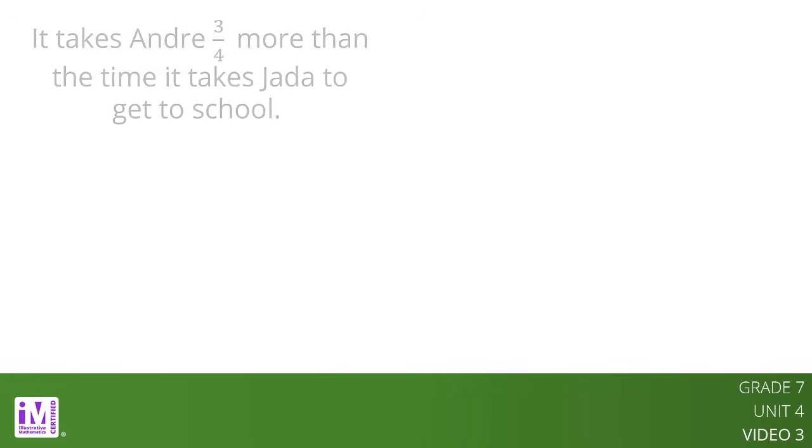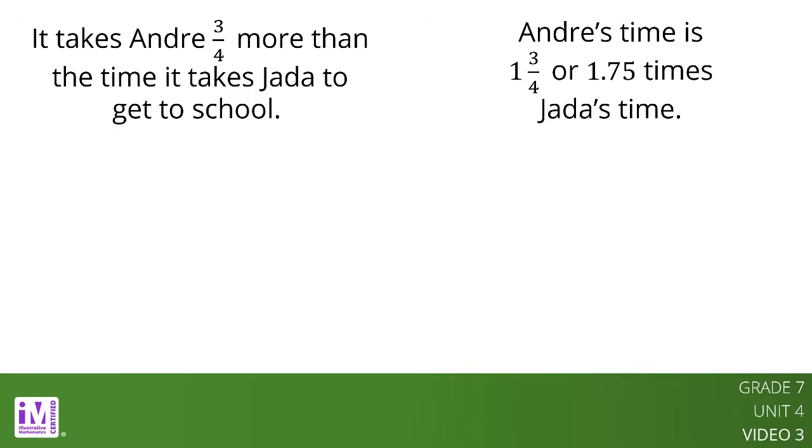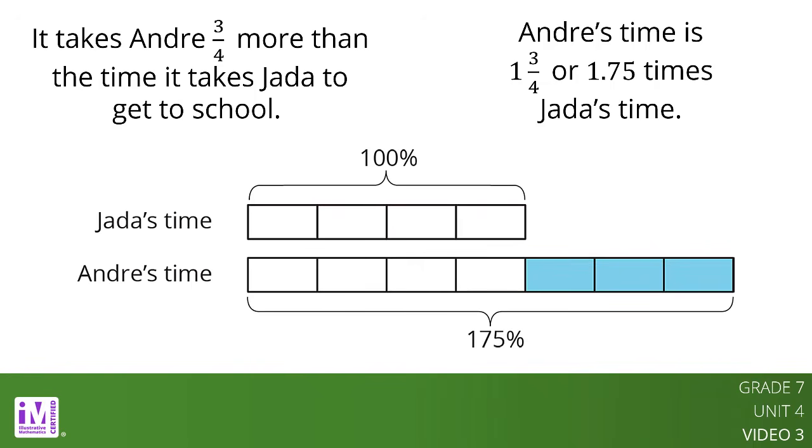Imagine that it takes Andre 3/4 more than the time it takes Jada to get to school. Then we know that Andre's time is 1 3/4 or 1.75 times Jada's time. We can also describe this in terms of percentages. We say that Andre's time is 75% more than Jada's time. We can also see that Andre's time is 175% of Jada's time.